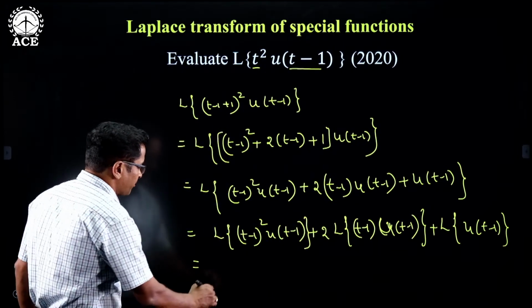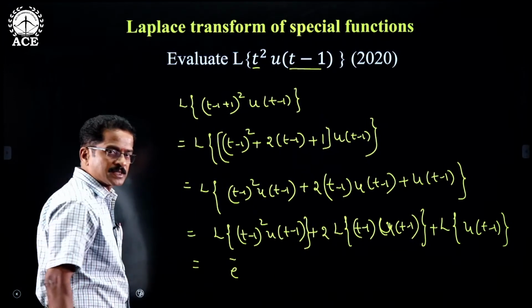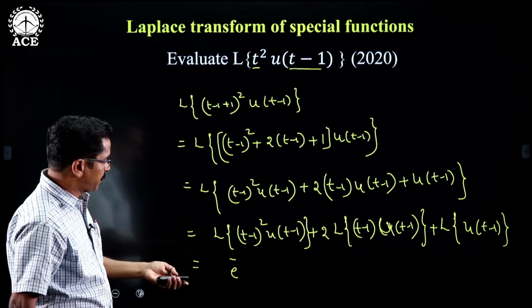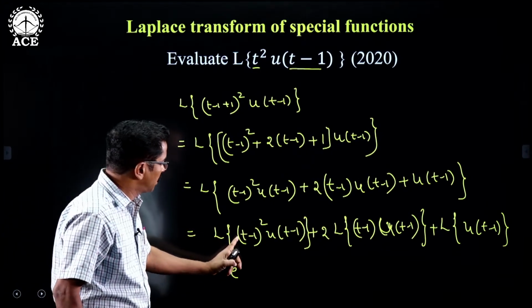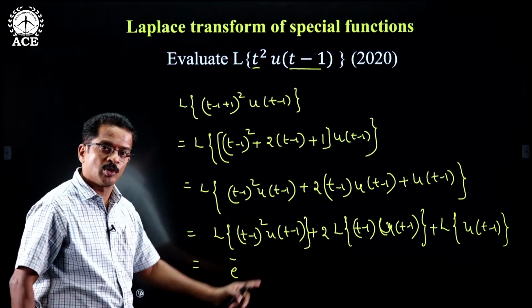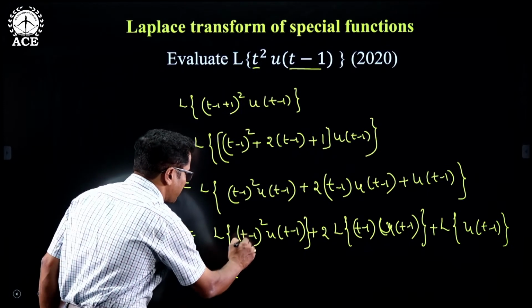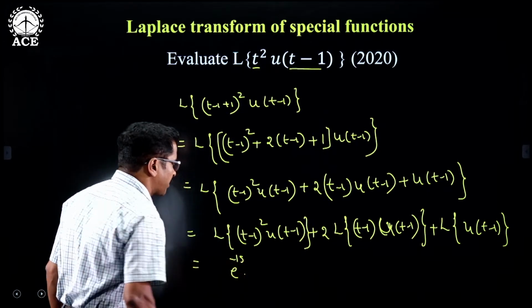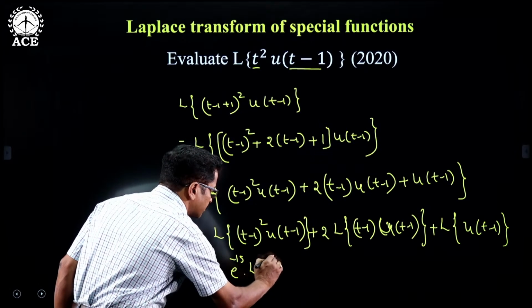So here we write this as e power minus as. Actually, what is Laplace second shifting theorem? By second shifting theorem, this is like f of t minus a into u of t minus a. Here f of t minus a means t minus 1 whole square, means f of t is t square. So e power minus as, a means 1s, into f bar of s. F bar of s means L of f of t. F of t means here t square.